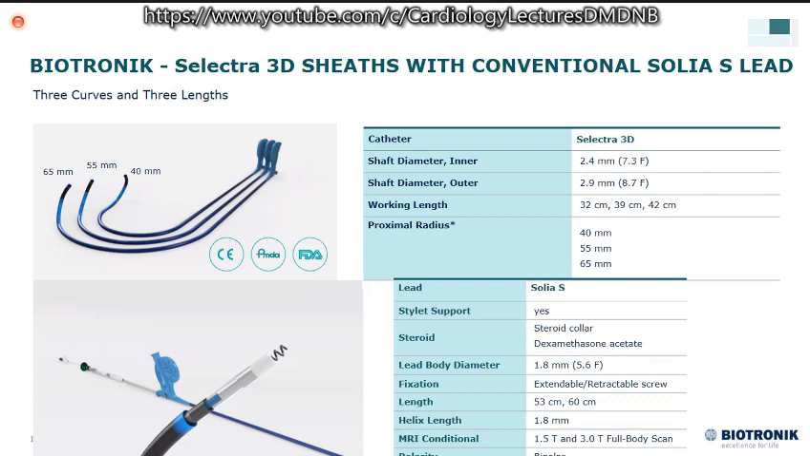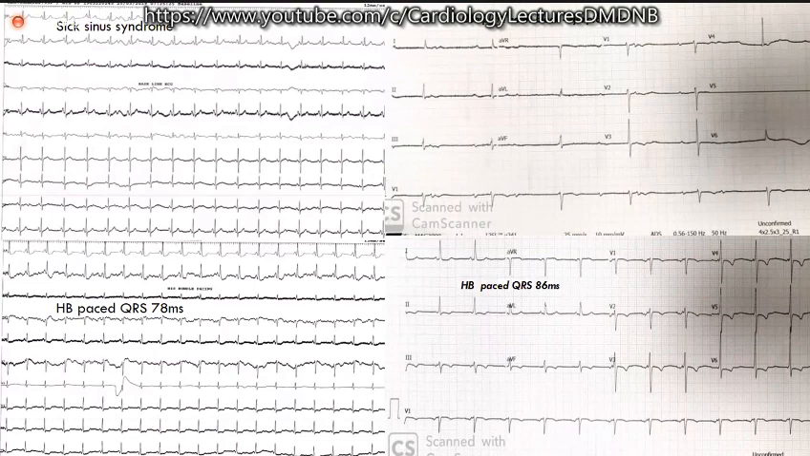So these are some examples of how beautiful the paced QRS is in patients who undergo His Bundle pacing. You can see one example on the left, another example on the right. Sinus node disease, sick sinus syndrome, somebody put conduction system pacing, and you can see how narrow the paced QRS is. It's almost as narrow as the native QRS. It's actually just like the native QRS. A paced QRS duration of 78 milliseconds can never be achieved with any form of septal pacing.